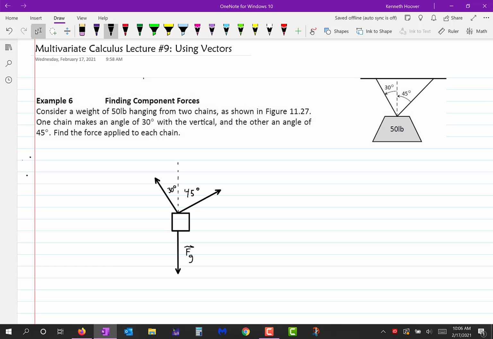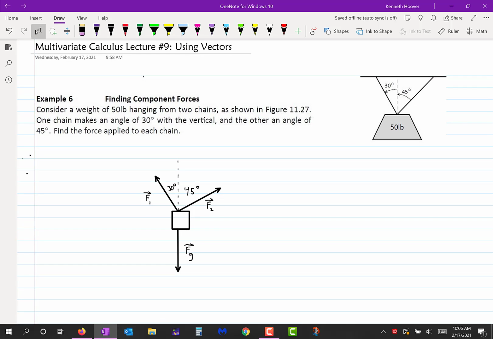Okay, so let's call this one on the left force 1. And the other one, let's call force 2. Okay. Now, let's write down some magnitudes for those forces. We know the force of gravity is pulling on this mass with a strength of 50 pounds. So I write the magnitude of Fg equals 50 pounds.